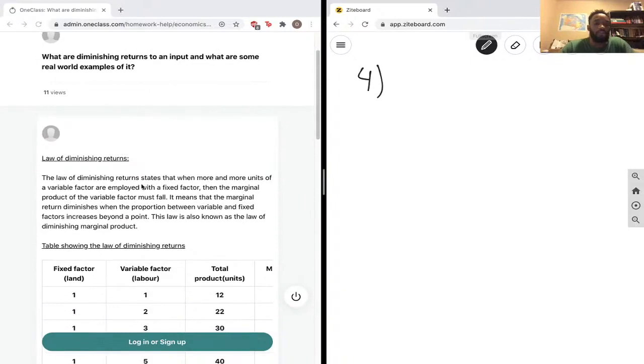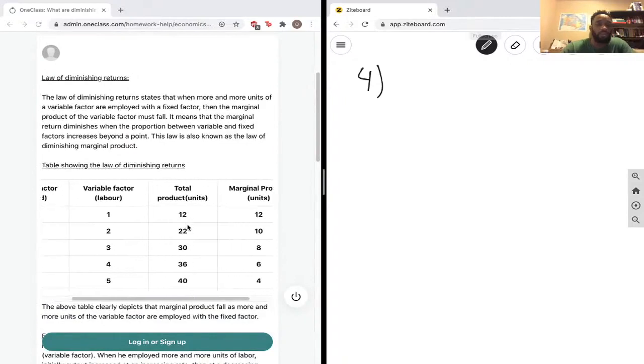The law of diminishing returns states that when more and more units of a variable factor are employed with a fixed factor, then the marginal product of the variable must fall. It means that the marginal return diminishes when the proportion between variable and fixed factors increases beyond a point. This law is also known as the law of diminishing marginal product.